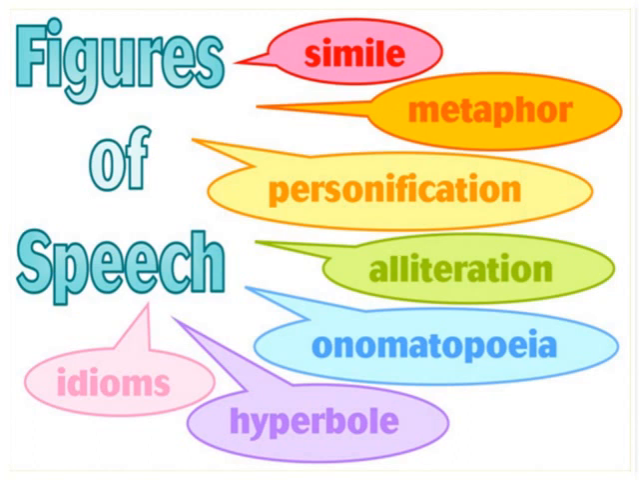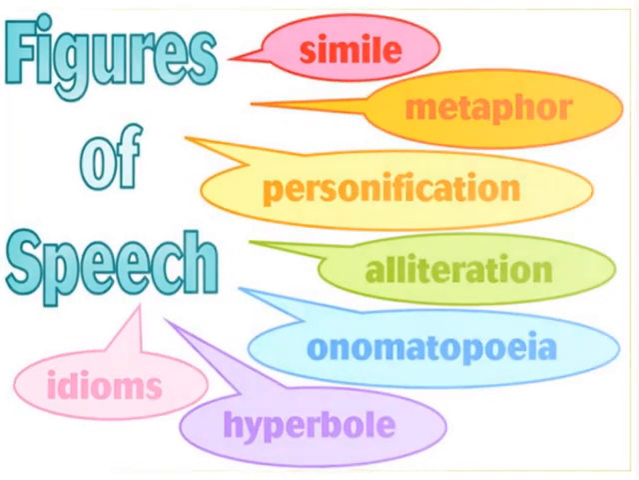There are 7 to 8 types of figures of speech. We are going to see simile, metaphor, personification, alliteration, onomatopoeia, hyperbole, idioms, and etc.